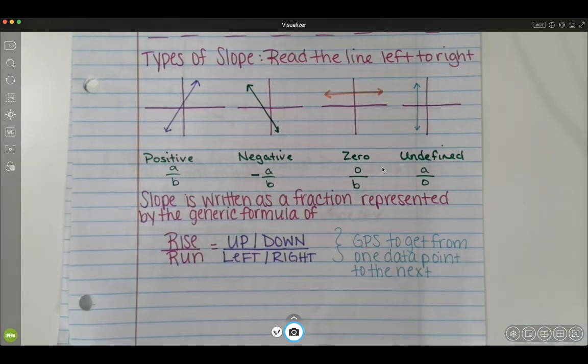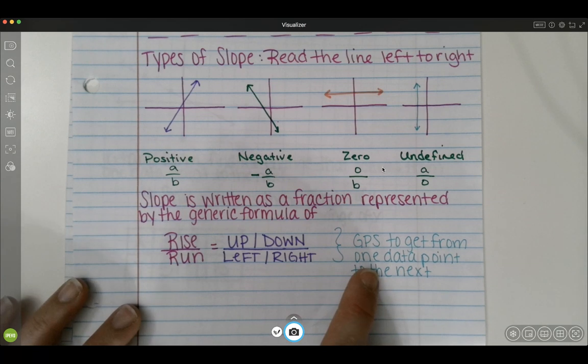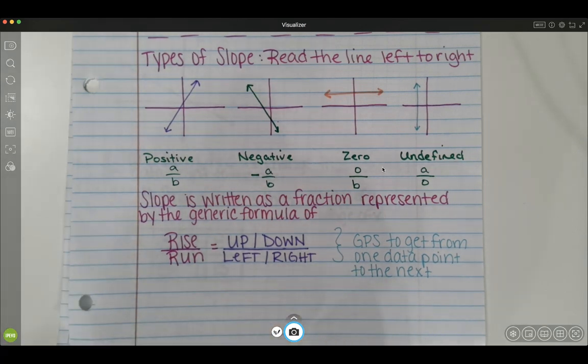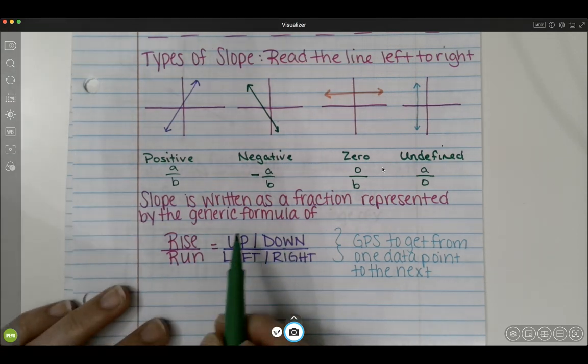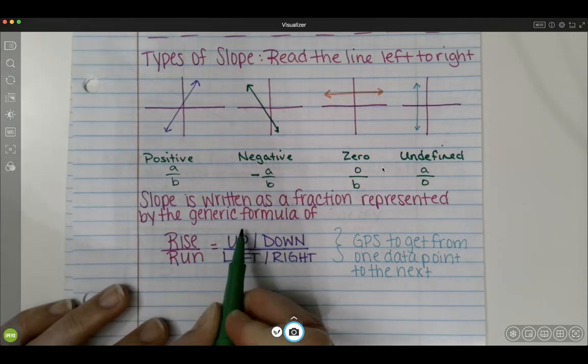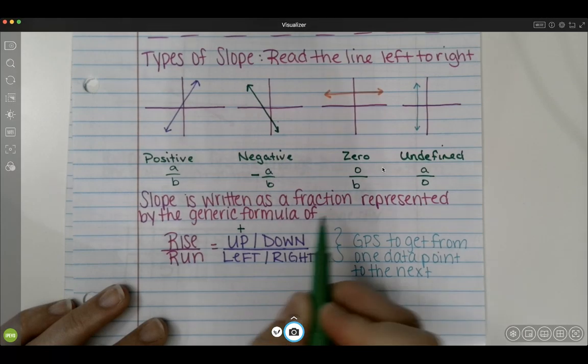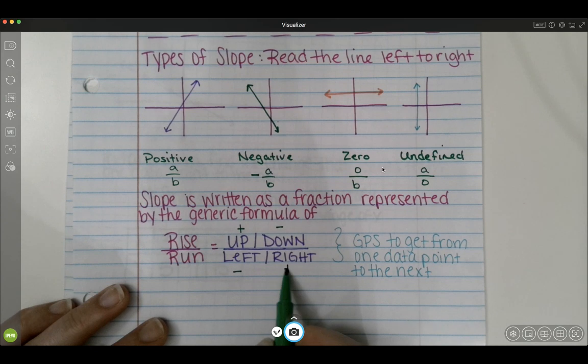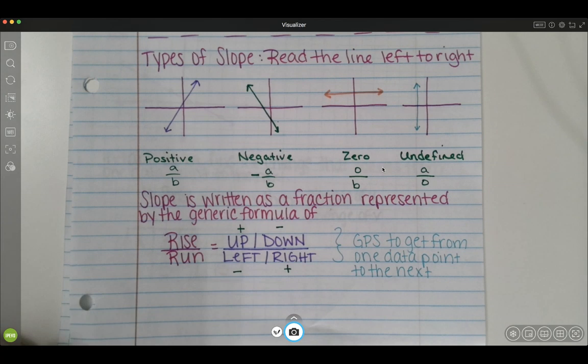Now, I always refer to slope as our GPS. It is my directions. How do I get from one piece of data to the next? We also need to understand that these words have symbols. So up is positive, down is negative, left is negative, right is positive. If you're ever confused with up, down, think of a thermometer. Left, right, think of your number line.